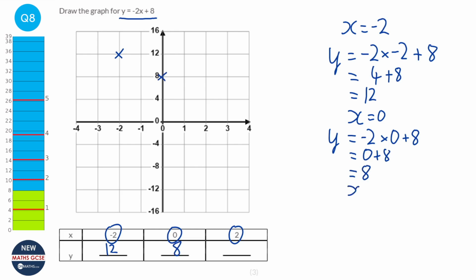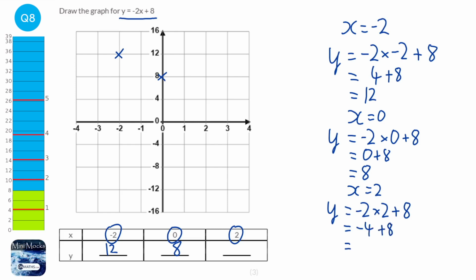And then finally we've got x equals 2. So it's going to be y equals -2 times 2 plus 8. -2 times 2 is going to be -4. And -4 plus 8, which is the same as 8 take away 4, so that's going to be 4. So at 2 it's going to be 4.